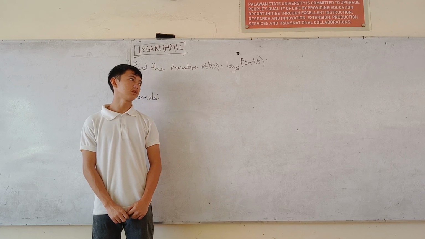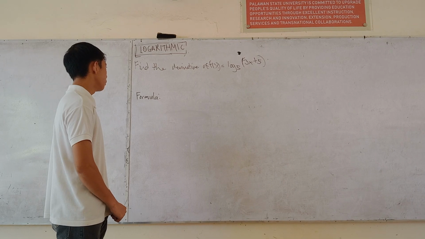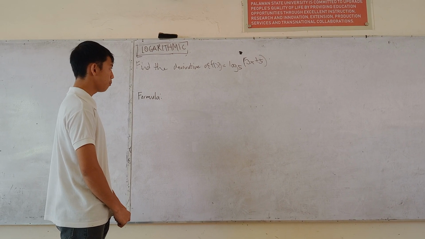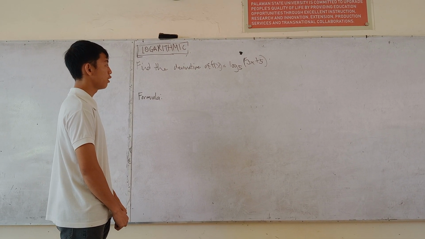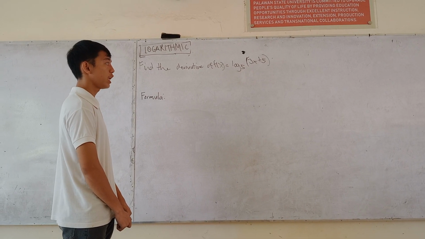Today I will be teaching you how to apply the derivative of a logarithmic. As you all see here, we have a problem, which is: find the derivative of f of x is equal to the logarithm base 5 of 3x plus 5.